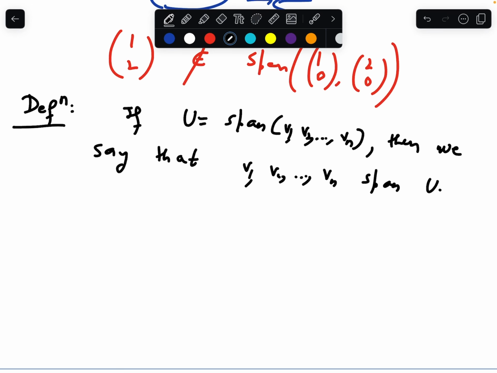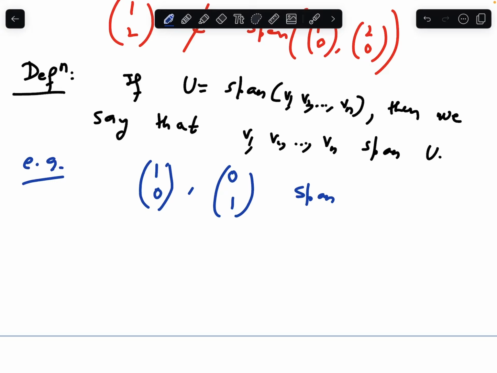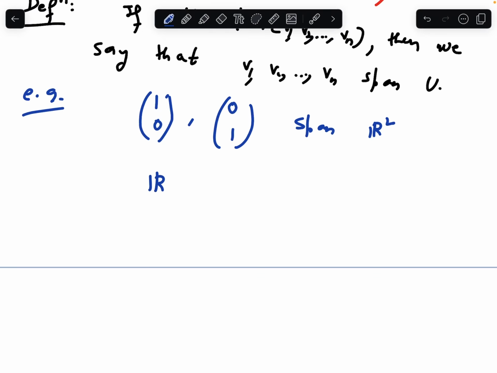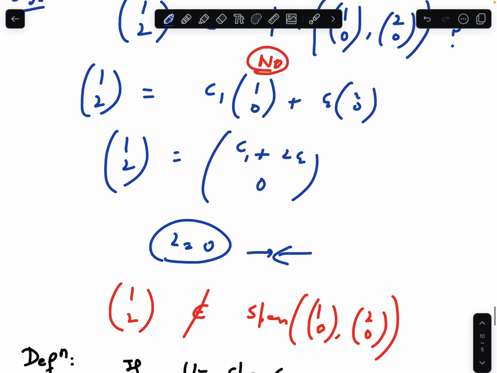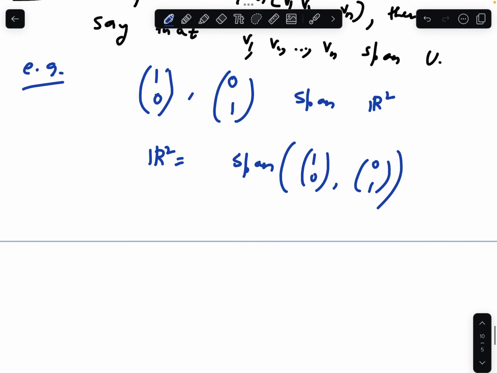For example, we saw earlier that (1, 0) and (0, 1) span the set R2, right? Because remember that span of (1, 0) and (0, 1), we saw it earlier, right? We saw it here. Okay.